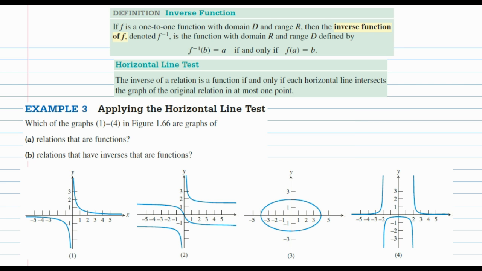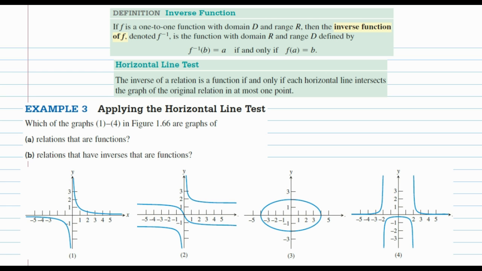Example 3 talks about the inverse, how to test whether a function has an inverse that is also a function, called the horizontal line test. You've heard of the vertical line test. This is the horizontal line test. See, the vertical line test are vertical lines that test whether a graph is a function. The horizontal line test, remember I said everything vertical becomes horizontal when you take an inverse? So the horizontal line test tests whether the inverse will be a function, the graph of the inverse.